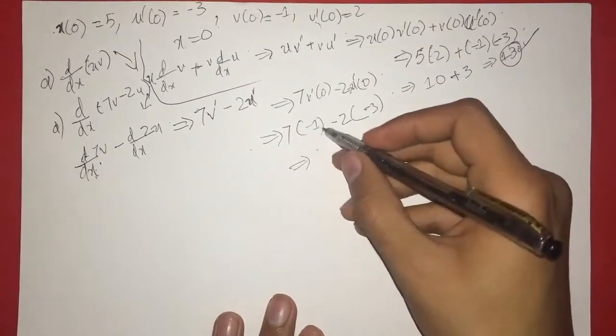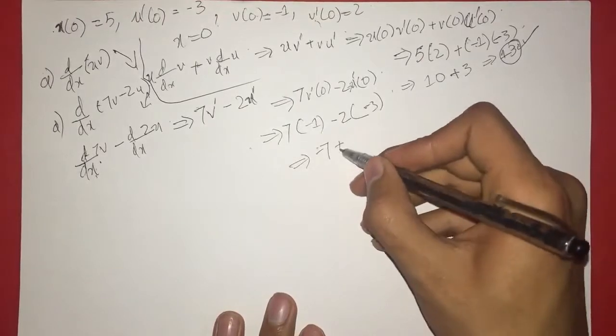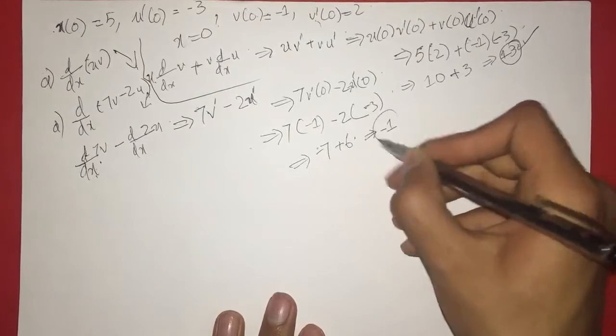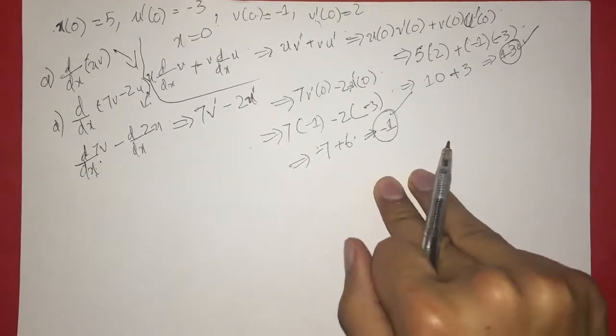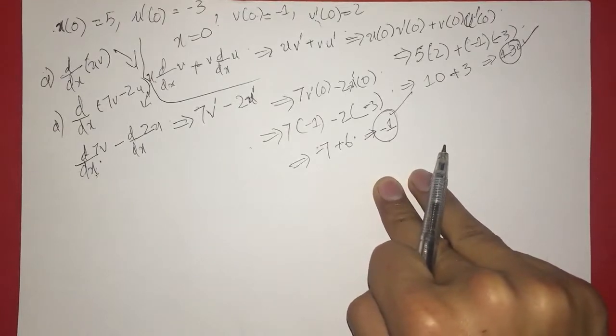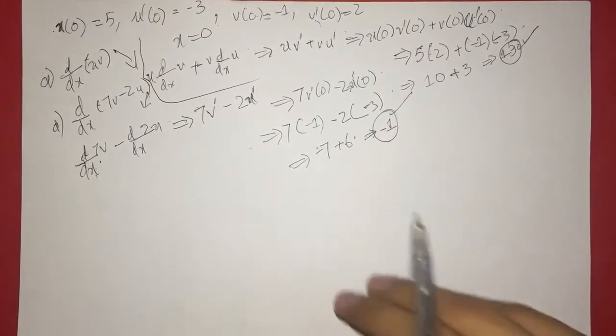So minus 7 and minus 7 minus into minus plus 6, that is equal to minus 1. So there you go, you have minus 1. And then we have another question that is just like this one.